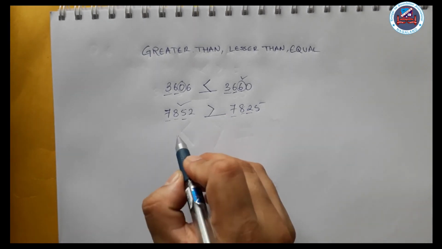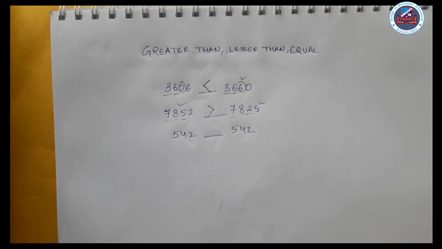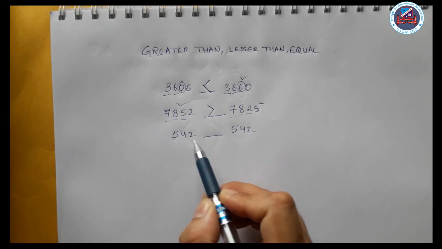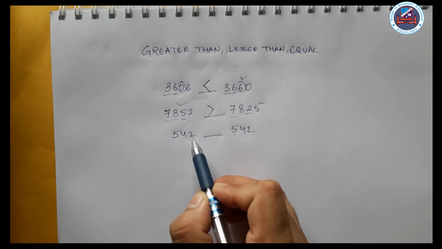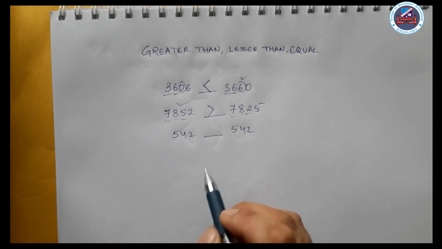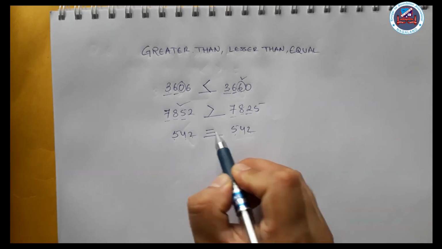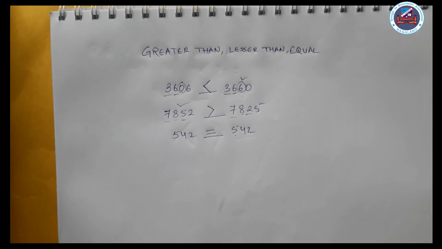Now let's take another example. 542, and here also we have 542. 1 2 3 digit, 1 2 3 digit. The first digit is also the same, the second digit is also the same, the third digits are also the same. So in this case we put the equals to sign. So this is how we compare two numbers.